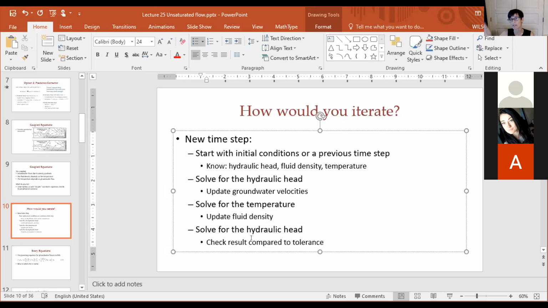If your differences are still too large, your answer hasn't converged yet, then you need to calculate the fluid density and go back. Oh, no, then you update the velocities. You come back to here and go back through there.